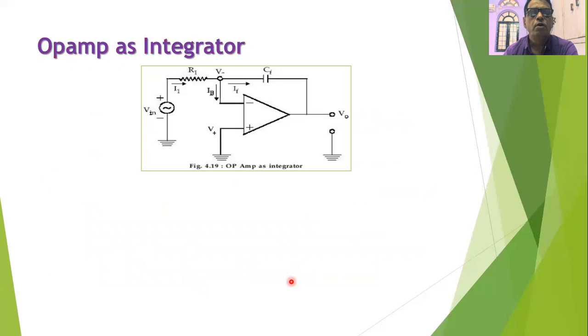Now we will go for the circuit diagram of integrator using operational amplifier. As shown in this circuit diagram, the non-inverting terminal of the operational amplifier is grounded and the input voltage is applied to the inverting input through the resistance R1. Here in this circuit, instead of using a feedback resistance, we will use a feedback capacitor CF, which is connected between the output terminal and inverting input terminal of the operational amplifier.